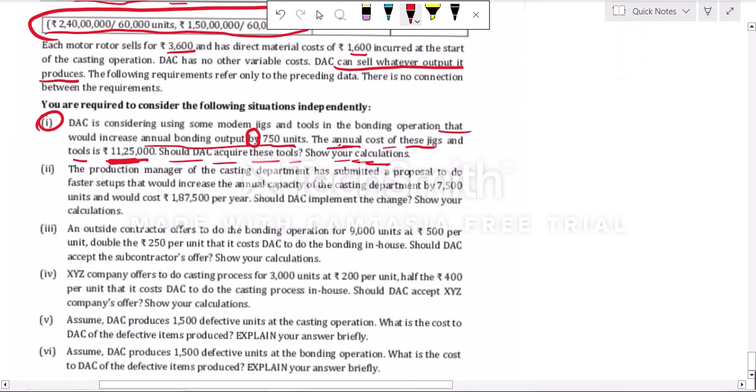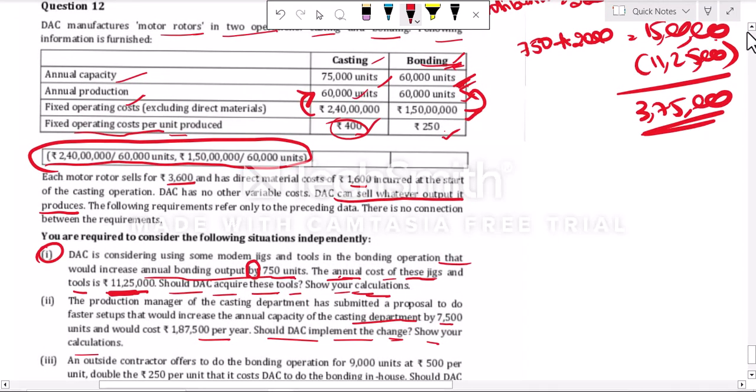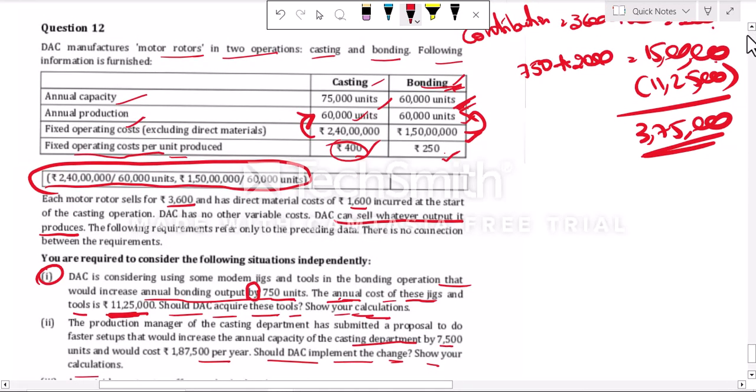The production manager of casting department has submitted a proposal to do faster setups that would increase the annual capacity of casting department by 7,500 units and would cost 1,87,500 per annum. Should DAC implement the change? Show your calculations. See, what is the bottleneck resource for us here? Bonding is the bottleneck resource, but here the capacity is being increased for casting. There is no benefit of improving the casting capacity.